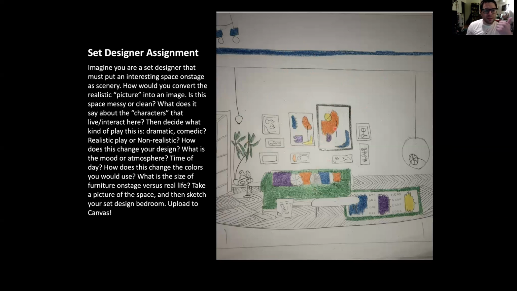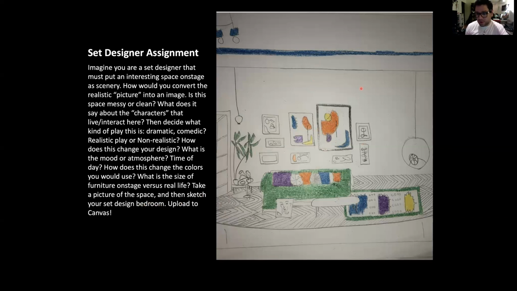I want you to take a picture of the actual space that inspired you to design this set, and then I want you to sketch a picture and design. It doesn't have to be a bedroom. I don't know why it says bedroom right there. I want you to sketch your set design and then upload it to Canvas so that I can see it and grade it. Okay.